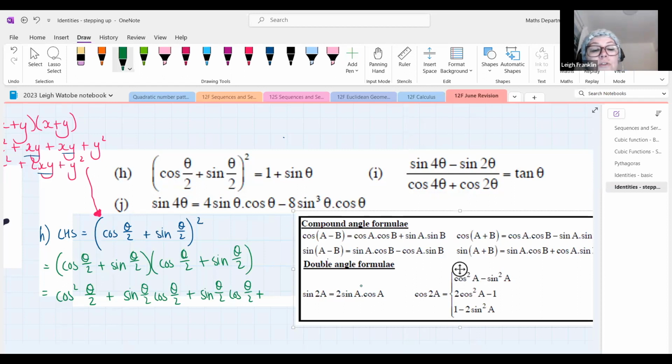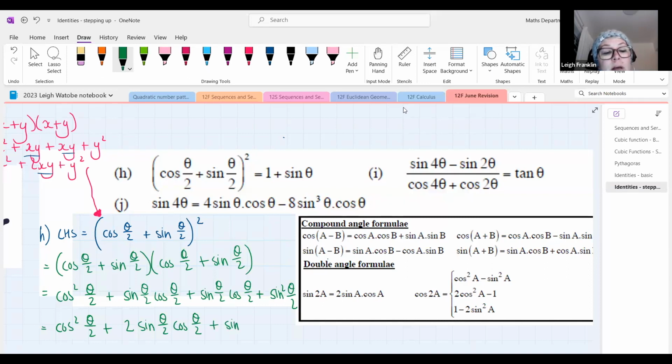Plus your lasts would give you sine squared theta over 2. Okay, does that make sense to everybody? Okay, so we've just done FOIL. Remember when we do FOIL, our two terms in the middle are like terms that we can combine. Same story here. So now we've got cos squared theta over 2 plus 2 sine theta over 2 cos theta over 2 plus sine squared theta over 2.